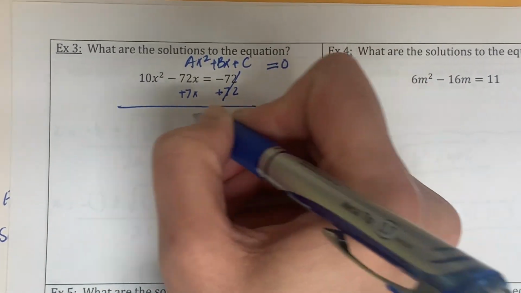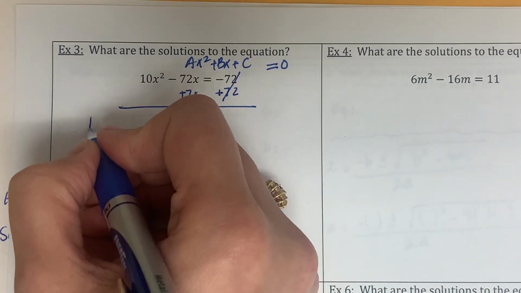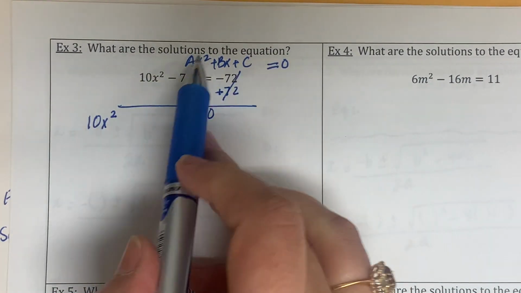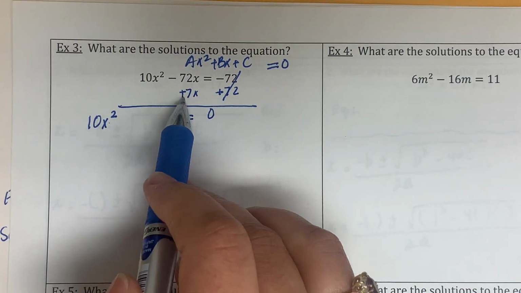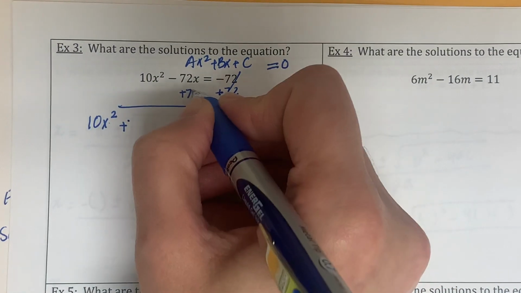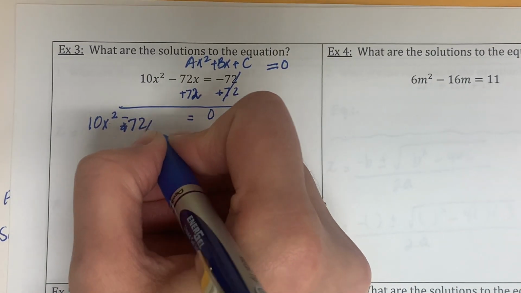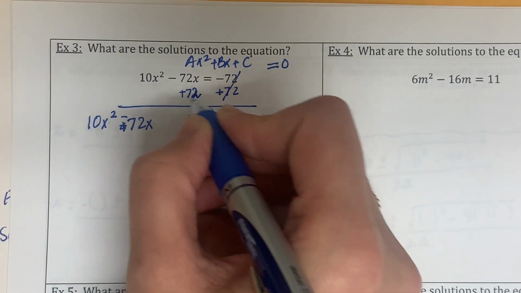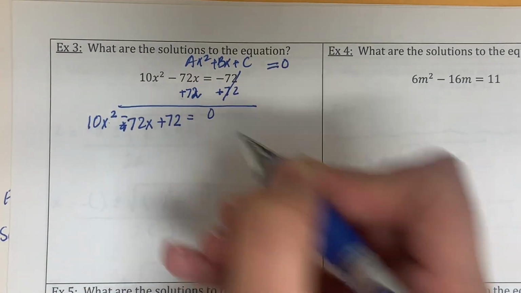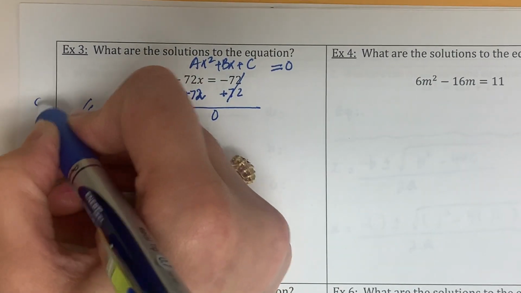This gets you a 0. And these three are different terms, so all I'm going to do is write them in order. x squared needs to go first, then bx. So, this is minus 72x, and then you have a plus 72 here. So, all right, fixed. This is standard.